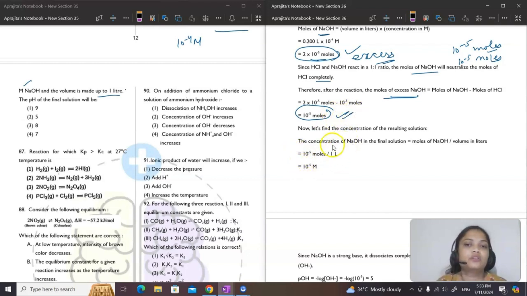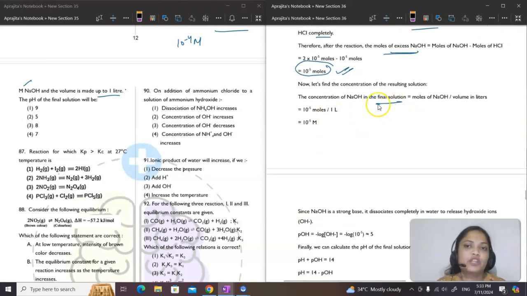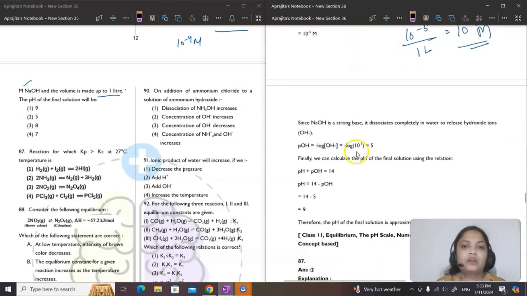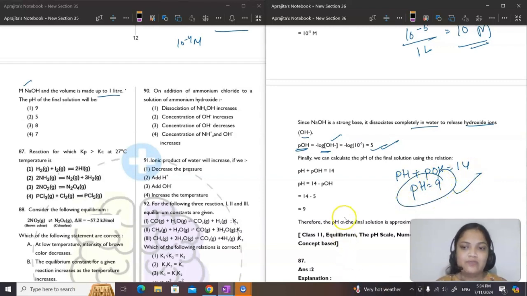Now let us find out the concentration of the resulting solution. So what will be the concentration of NaOH? The volume is 1 liter. The resulting solution would be neutral apart from the unreacted moles of NaOH, so the pH will depend on them. Number of moles of NaOH divided by volume of solution in liters means the concentration is 10 to the power minus 5 molar. Now it is a strong base, so it will dissociate in water to release hydroxide ions. So pOH will be minus log of OH concentration, which comes out to be 5. We know that pH plus pOH is 14, so the value of pH will come out to be 14 minus 5, that is 9.